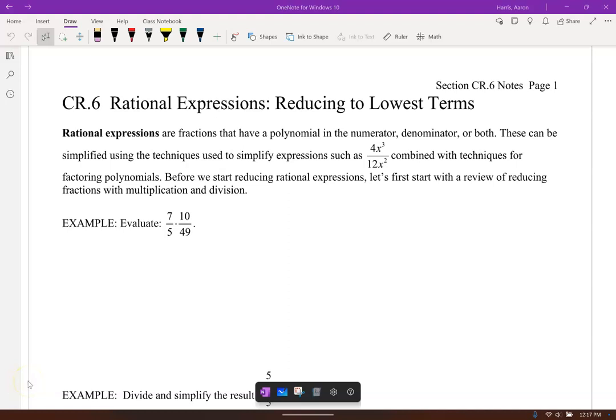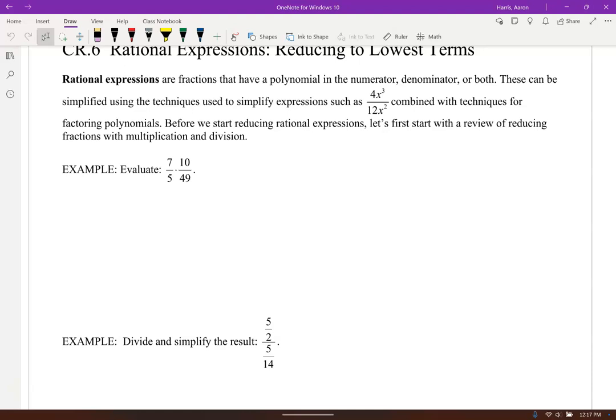So welcome back. We'll take a look at CR6 here, rational expressions and reducing to lowest terms. What I like to do is, it's kind of like with rational numbers. If you take 7/5, reduce it to its prime number. 7 and 5 are both prime numbers. But let's go ahead and take the 10, which is 2 and 5. So this is all 7 times 2 times 5, 5 times 49, 7 and 7.